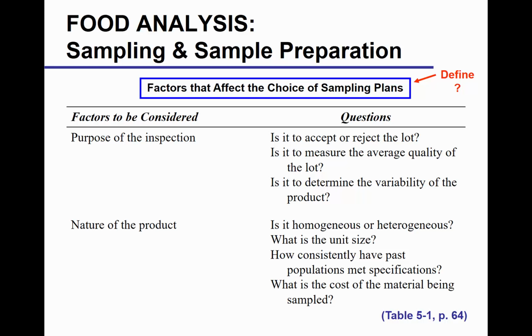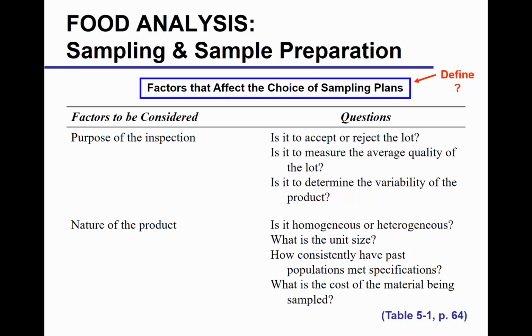However, if it's heterogeneous, a non-processed food product, let's say apples or oranges, so you have layers. It's not a homogeneous sample, or it's a bar. It's not a homogeneous sample. What do you need to do to make it homogeneous first before getting a sample?